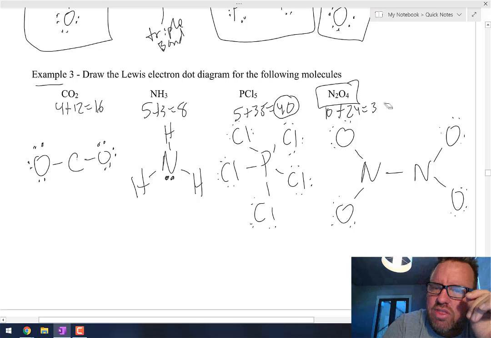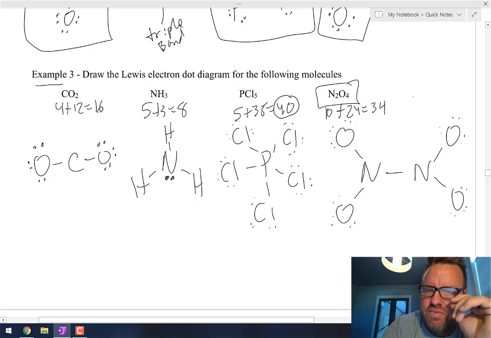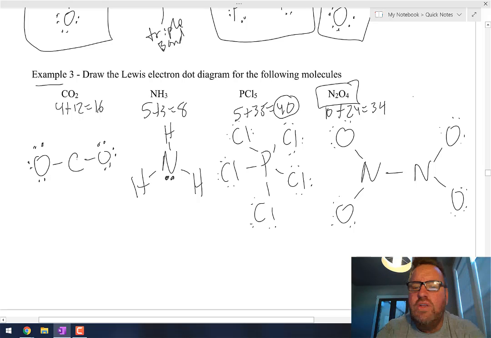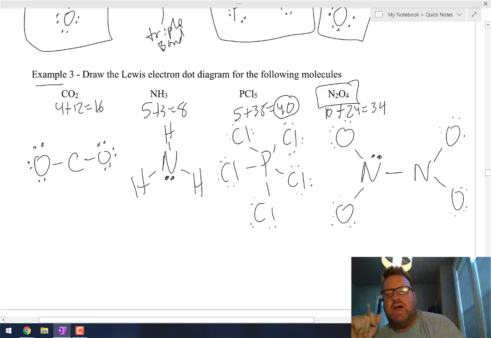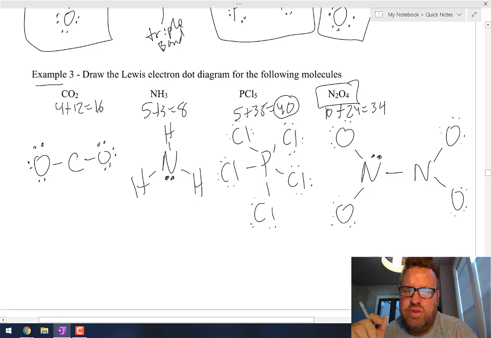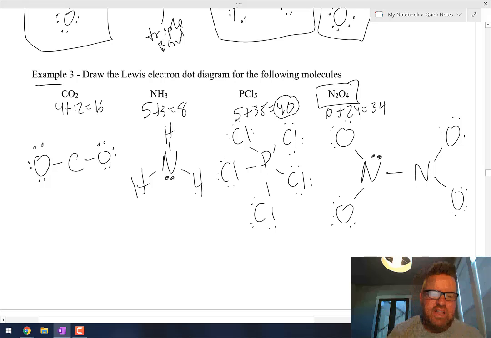So that should be 34 electrons. I have 2 left over because 8 times 4 is 32. So I'm going to put 2 electrons on just one of those central atoms. Again, I'm just following the steps. My last step is, if the central atom doesn't have at least 8, then I've got to do something to make them have 8.